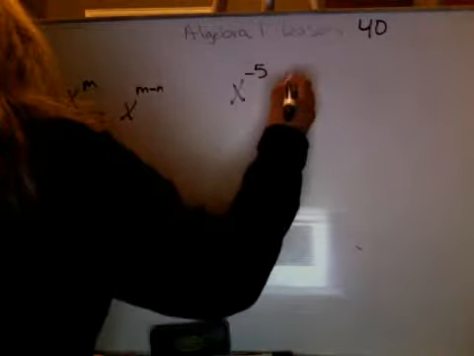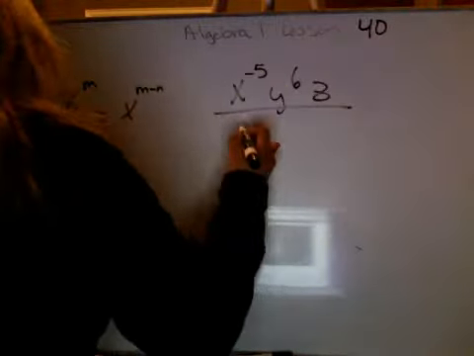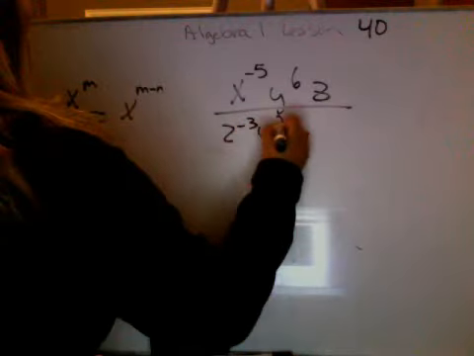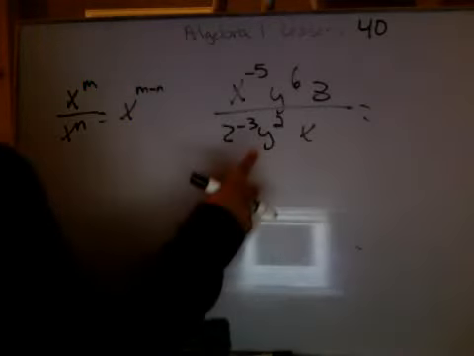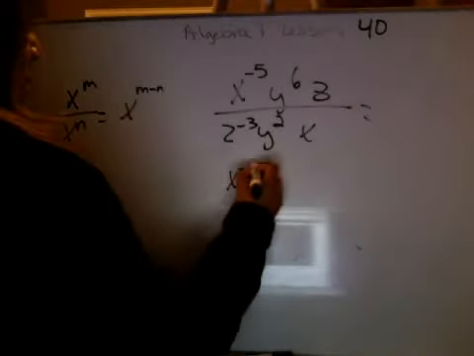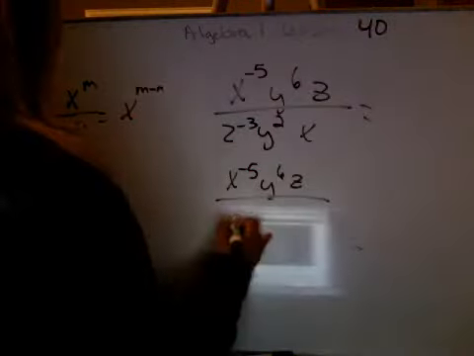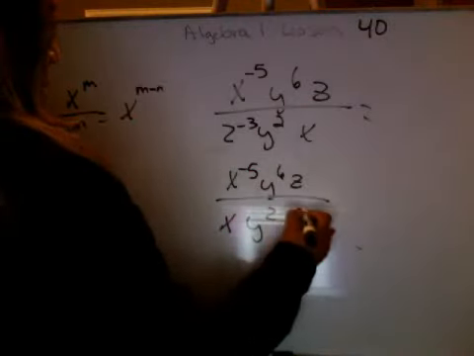Let's do one more. Let's do this example. Let's put it all together: x to the negative 5, y to the 6, z, all over z to the negative 3, y squared, x. We can use our exponent rules. Well, first of all, you can either leave it and do this in your head, or you can rearrange it. X, y, z, put them in alphabetical order. So then you can see.